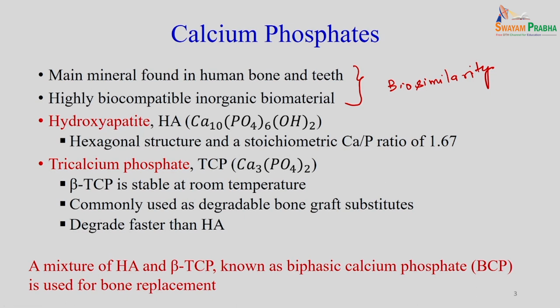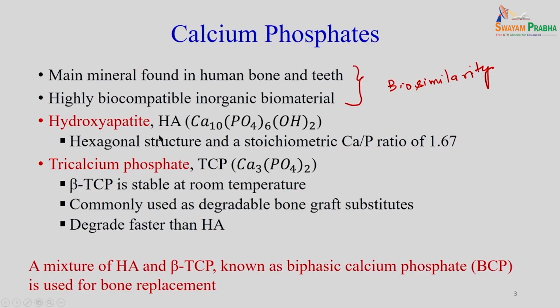So, this is very much biosimilar to the bone. It has a hexagonal structure and its Ca by P ratio, calcium and phosphate ratio, is 1.67, that is very close to that of the bone. So, that is why this calcium hydroxyapatite, or you can simply say hydroxyapatite, is mostly preferred as a ceramic for bone tissue engineering or orthopedic applications.